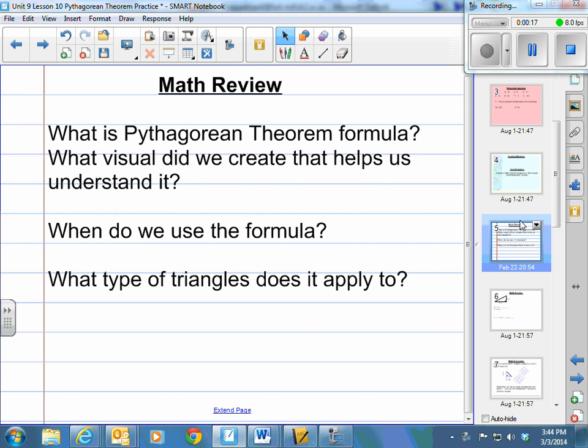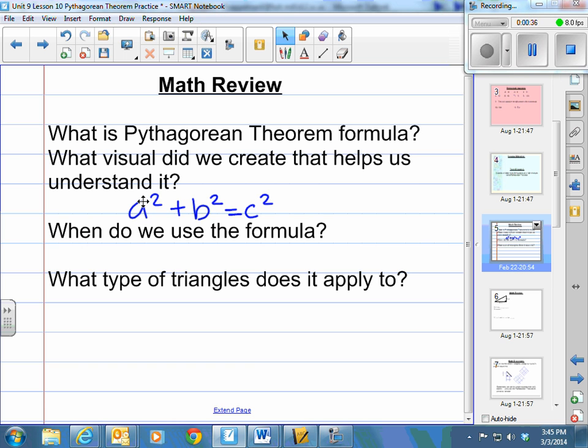Alright, let's talk for just a second about what we did in class today. This should be a review. First of all, what is the Pythagorean theorem formula? Keep in mind that it is a squared plus b squared equals c squared.